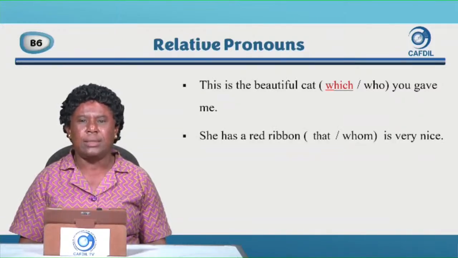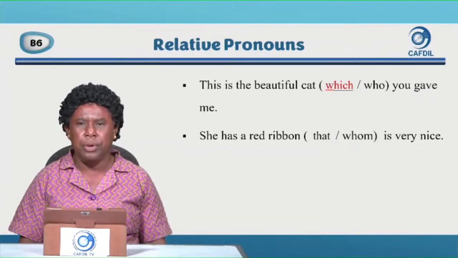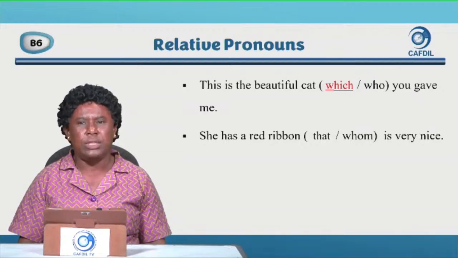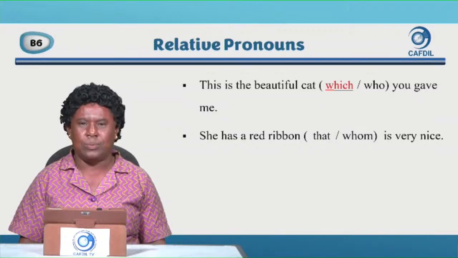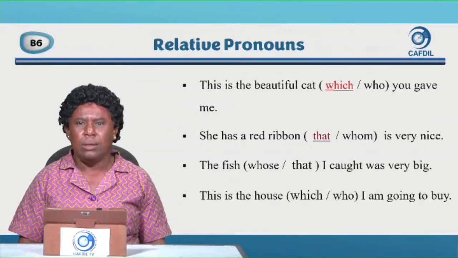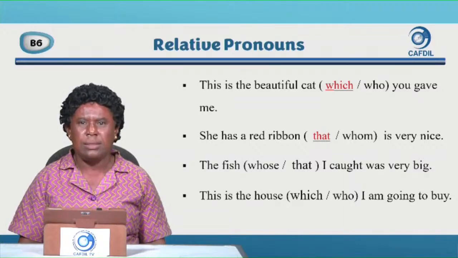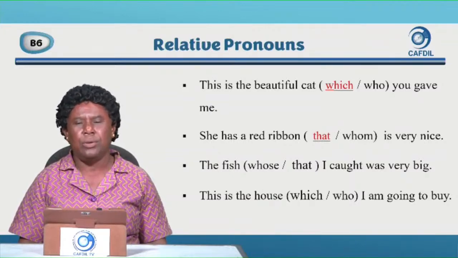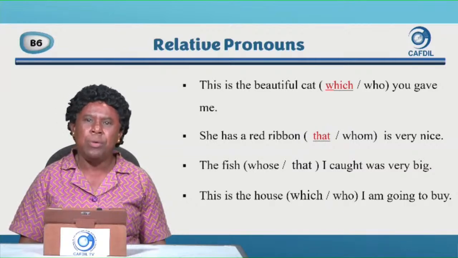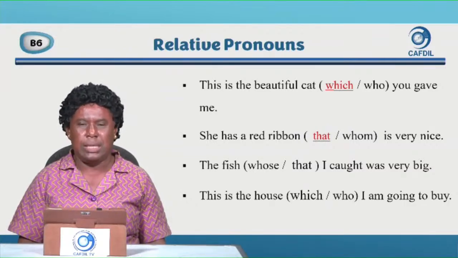Let's go to the next sentence. She has a red ribbon. It's very nice. In the bracket we have that and whom. Let's select the correct relative pronoun. She has a red ribbon that is very nice. Here also that is the right relative pronoun, and it is referring to ribbon. The red ribbon is a thing.